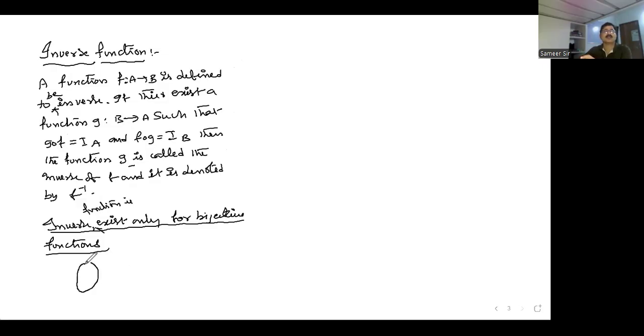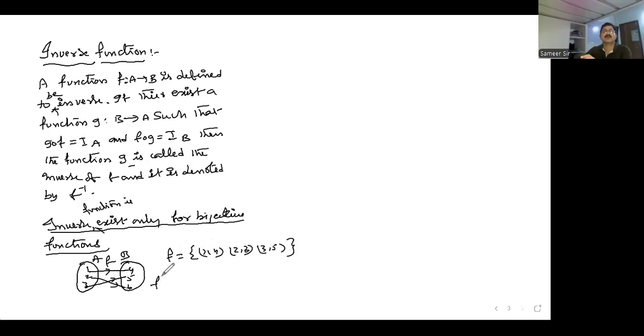Suppose I write like this; you see this function. I want to take simple examples: 1, 2, 3 and 4, 5, 6. If it is like this, f is like this: 1 to 4, 2 to 6, and 3 to 5.